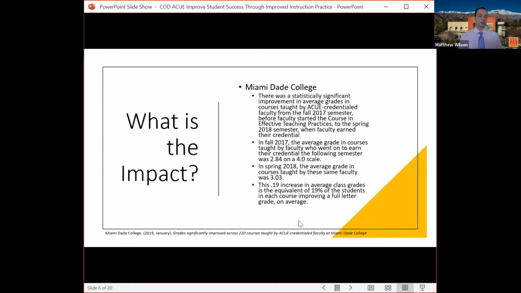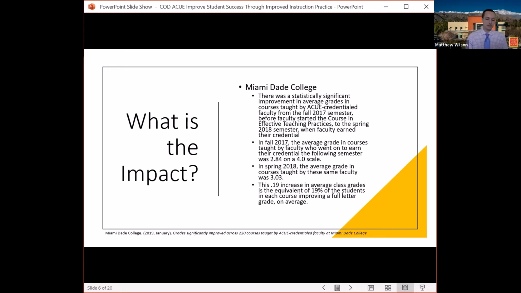So before I talk about the individual models, I want to show you guys some of the research behind some of these pilot programs and the success they saw at their individual colleges and universities. So what is the impact of these teachers staying in this class? Let's first look at Miami Dade College, which is down in Florida.